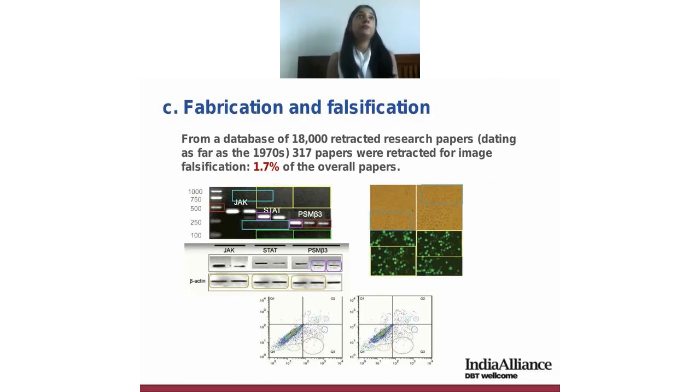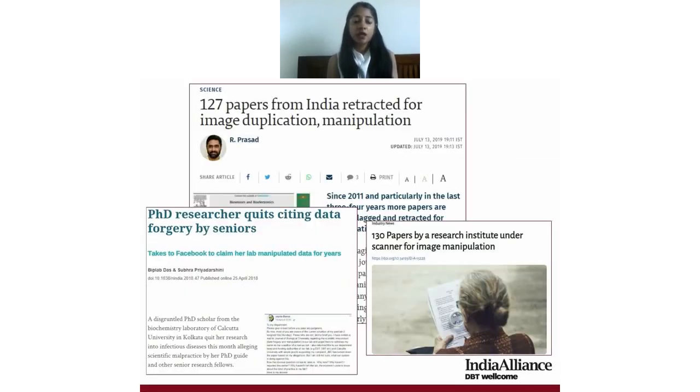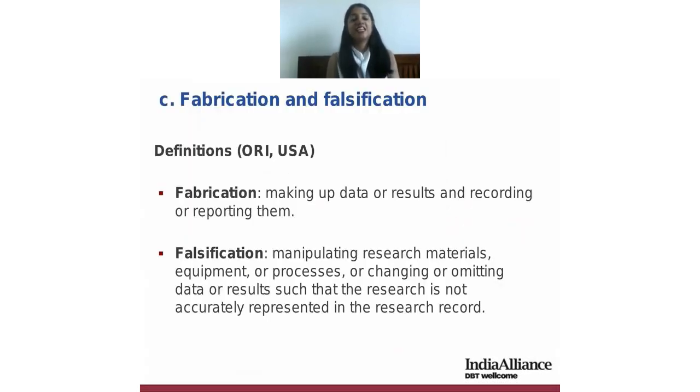Very, very crucial because many of us are guilty of doing this knowingly or unknowingly. So let's completely remove the knowingly part. So among papers retracted, about 1.7 are only because of fabrication of images. A lot of examples from Indian scientists. It is embarrassing. So I won't even go there. Let's understand the difference between fabrication and falsification.